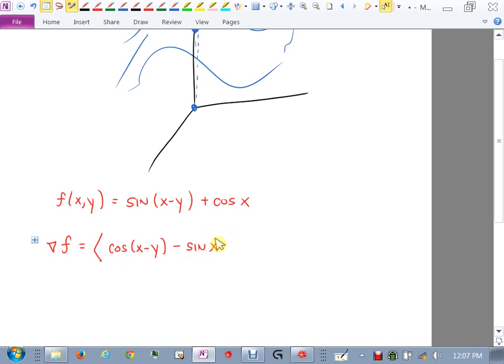So is that okay with the first component of my gradient? Then, now I need to take derivative with respect to y. So with respect to y in here, derivative of sine of something is cosine of that, times the derivative of what's inside. What's derivative of what's inside here with respect to y? Negative 1. And then the derivative of cosine x with respect to y is 0. So that's it right there. That's my gradient.